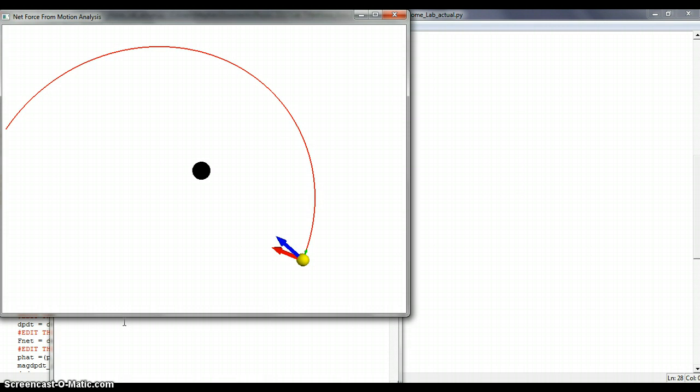And as you can see, there are three arrows. The red arrow represents the net force in the perpendicular direction, which is perpendicular to the star's motion, which is in this case towards the center of the circle. The green arrow is the net force in the parallel direction, which is parallel to the object's motion, and the blue arrow is the net force acting on the star. And as you can see, it points toward the black hole.